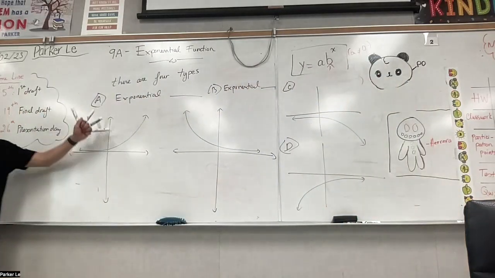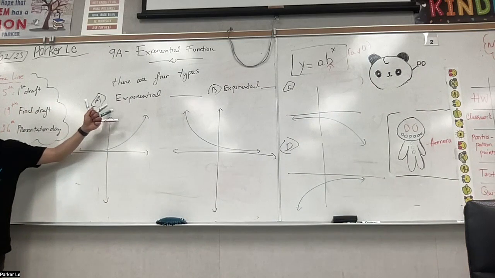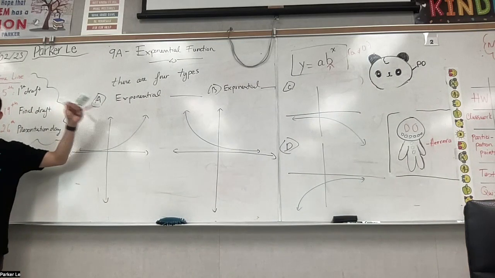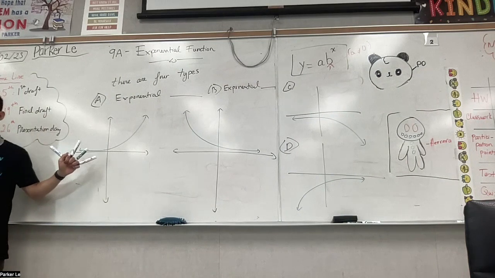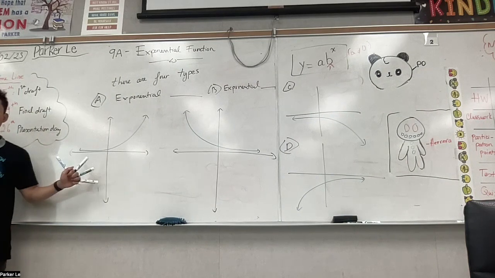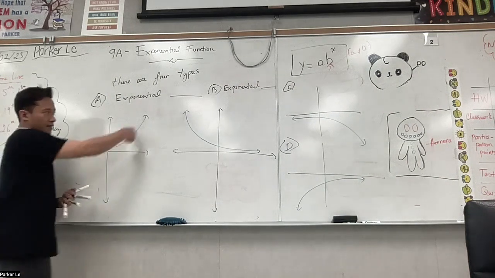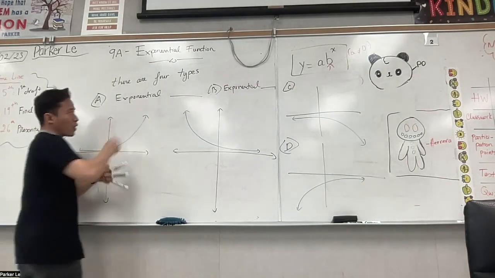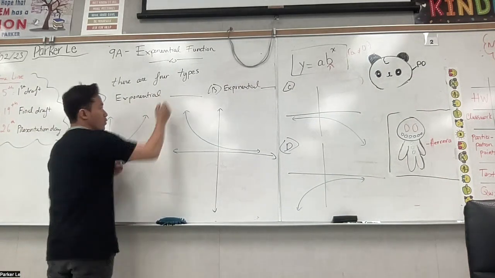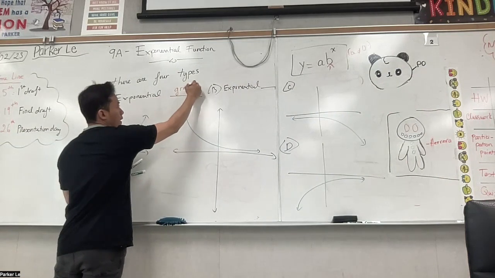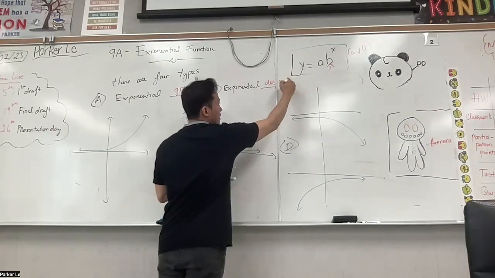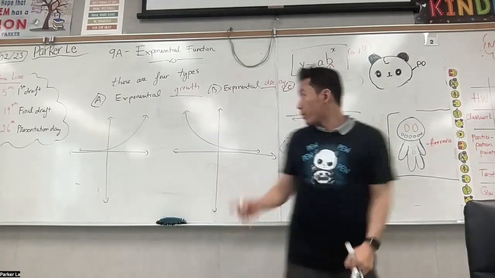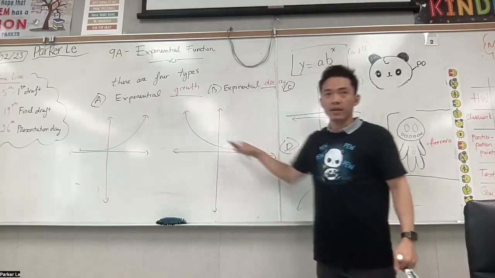What do you think? Is it exponential growth and exponential decay? So there are 2 things. Which one is growth? Which one is decay? What is A? Growth, right? Obviously, this is growing. So this is exponential growth. And this is exponential decay, going down. You can see it's going down, right?